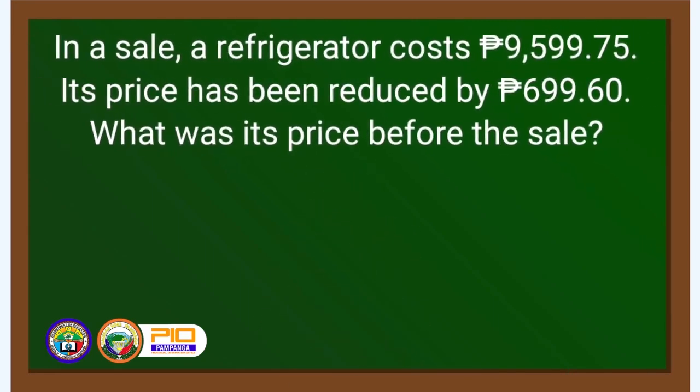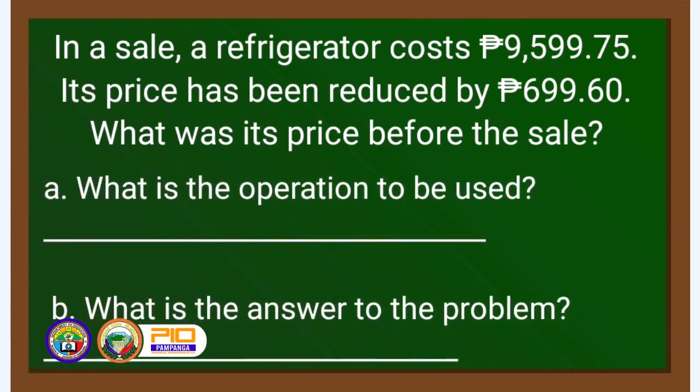In a sale, a refrigerator costs 9,599 pesos and 75 hundredths. Its price has been reduced by 699 pesos and 60 hundredths. What was its price before the sale? Letter A. What is the operation to be used? Letter B. What is the answer to the problem?